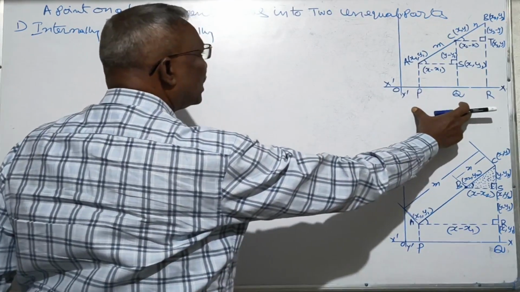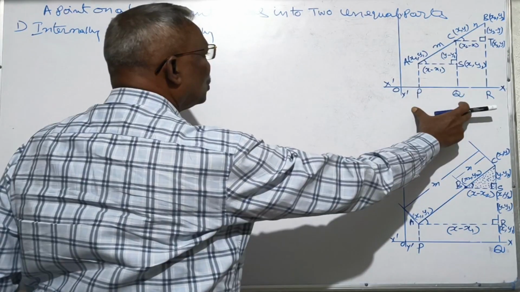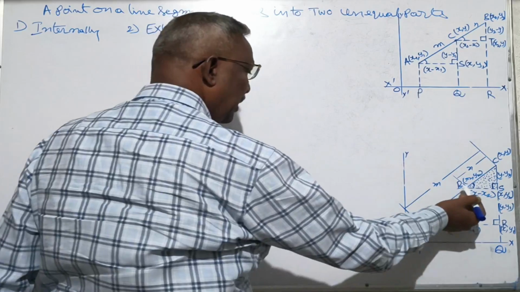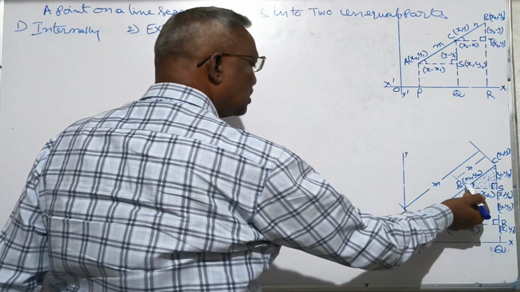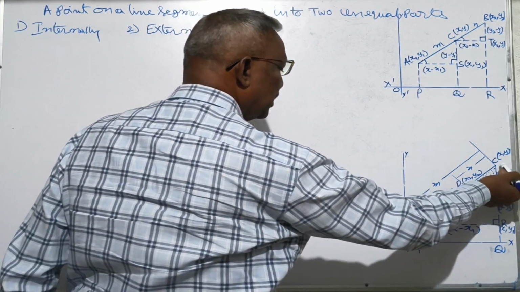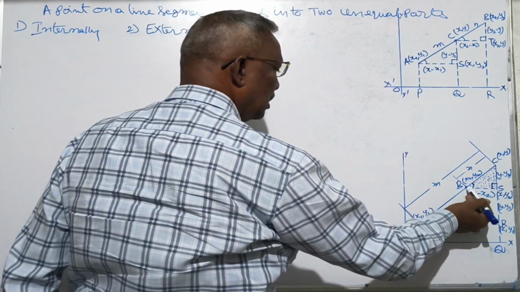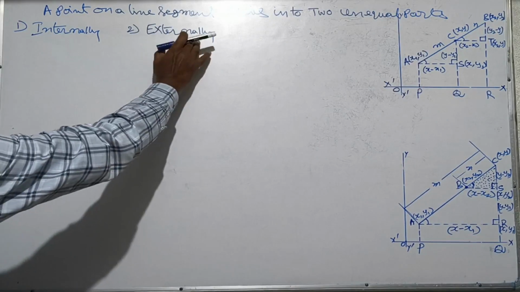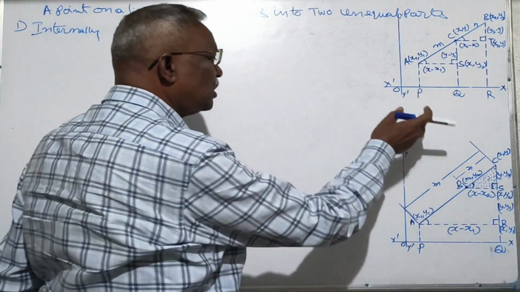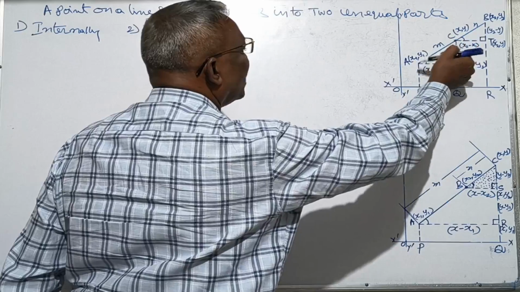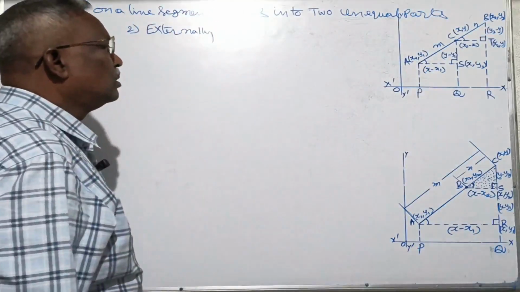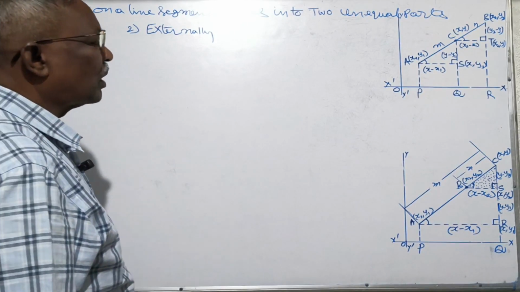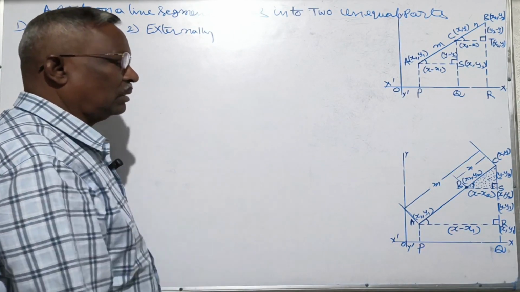Here, a point on a line divides it into two unequal parts internally, and a point on a line divides it into two unequal parts externally. This is a line segment, and it divides externally. Internally, externally. Now we will see the proof. A point dividing a line segment is given by the section formula in coordinate geometry.